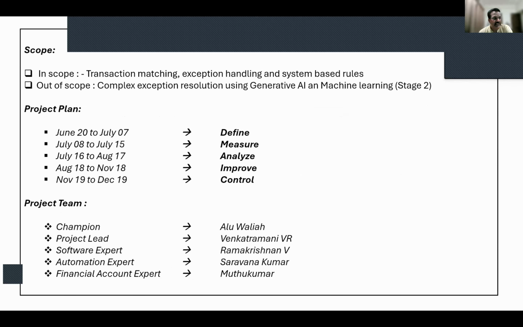The in-scope items that we have taken are transactional matching, exception handling, and system-based rules. Things which are not in scope in the current phase are complex resolution using generative AI and machine learning, which has been considered in stage 2. The project plan has been defined from June 20th to December for all DMAIC phases, and the project team is clearly defined.